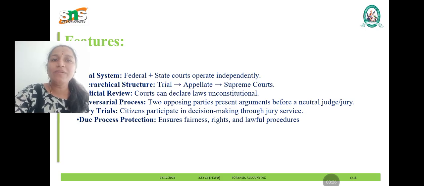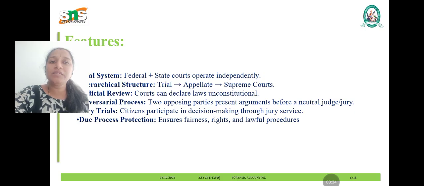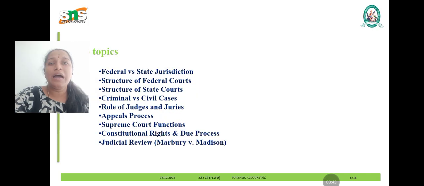And finally, we have the process. Two opposing parties present arguments before a neutral judge and jury, and citizens participate in decision making through jury service. Finally, the process ensures fairness, rights, and lawful procedure. Some of the topics are: federal versus state, structure of federal courts, criminal and civil cases, judges, juries, and the appeal process, and Supreme Court constitutional rights.